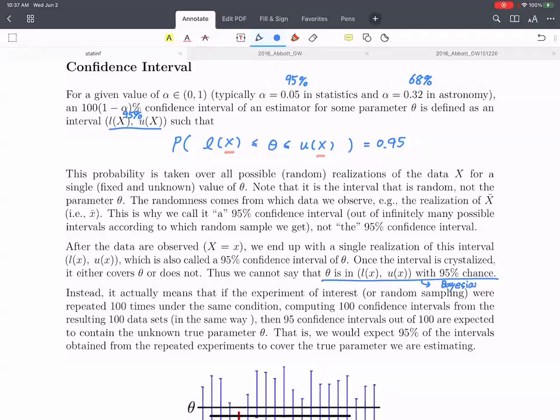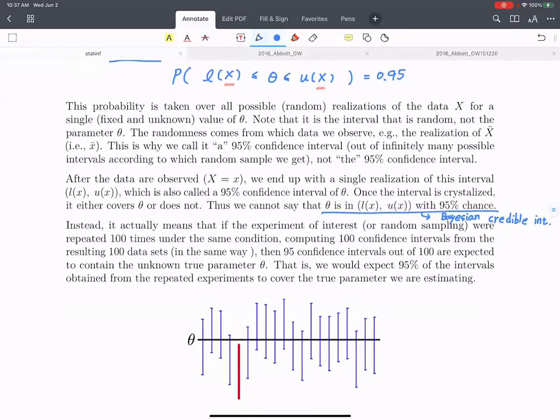This is exactly the interpretation of a Bayesian credible interval, which we don't cover in this class, but Tom Roletto will cover it tomorrow or the day after tomorrow. Instead, because the source of randomness comes from the data, a confidence interval has a very unique interpretation.